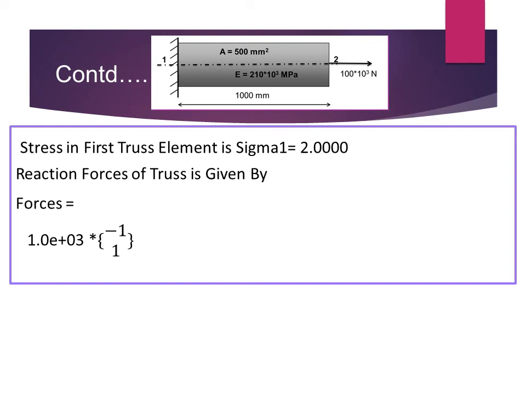Now by again putting the value and recalling the values of the global stiffness matrix and global displacement matrix and putting all the values, that is capital K into capital U is equal to F, you will get the forces, that is 10 raised to 3 into minus 1, 1. Ultimately you will get 10 raised to 3 into minus 1, which is equal to minus 1000 Newton, that is the reaction.